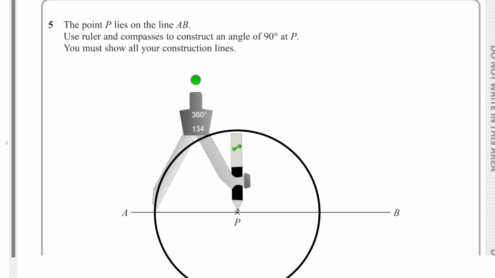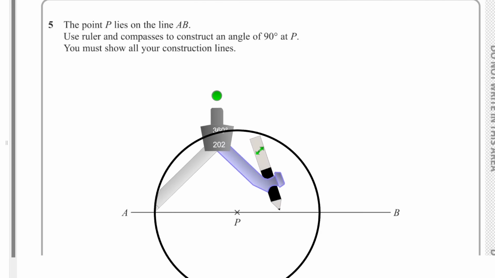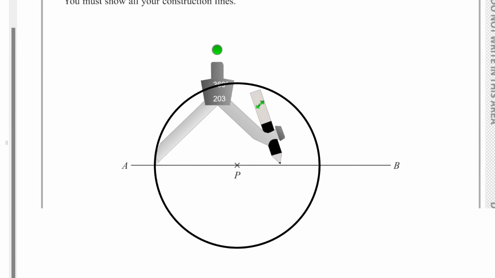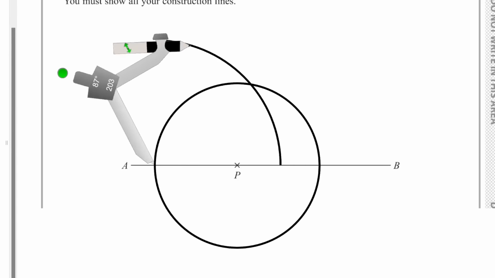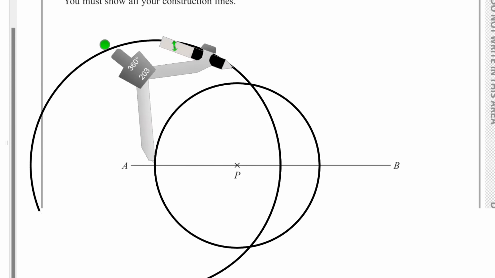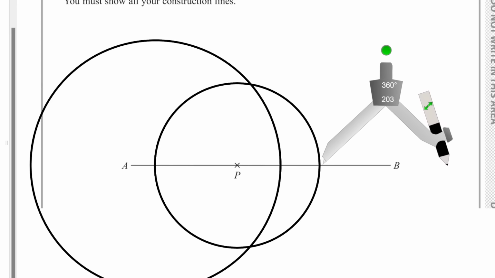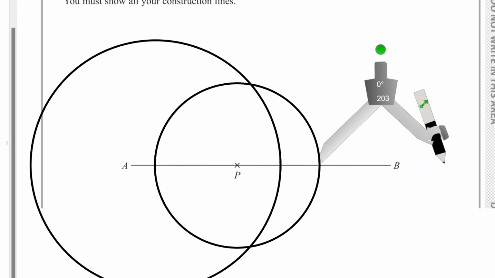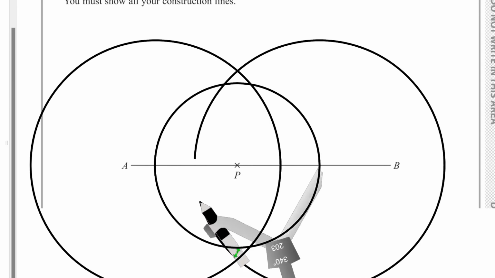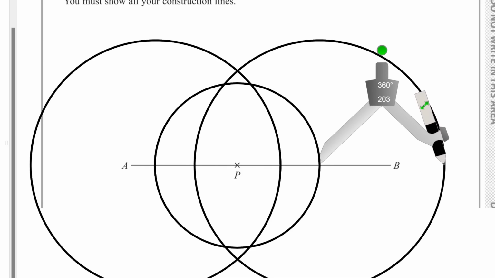And then I'm going to go to each of those points. I'm going to extend it out. So at each of those points, I'm going to draw a circle the same size, or an arc. Don't have to draw the full circle. So there's one of them to the other point, and there's our other circle.